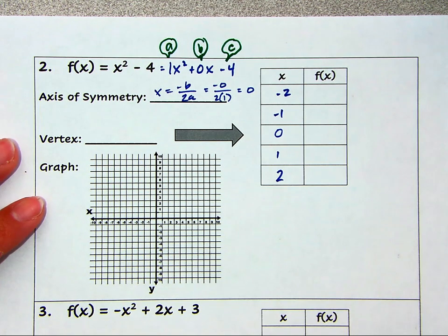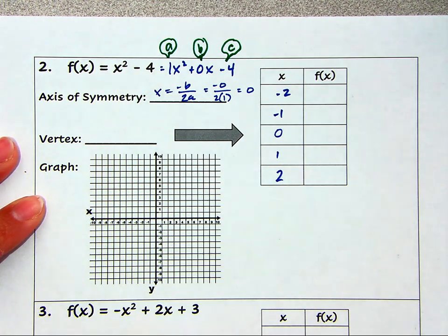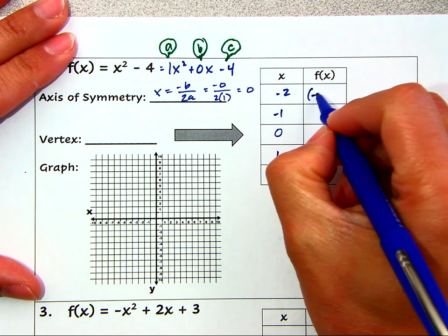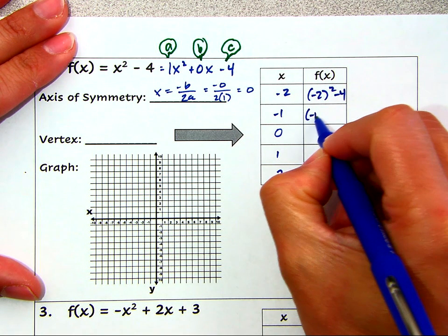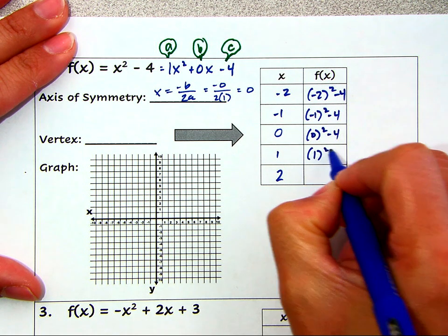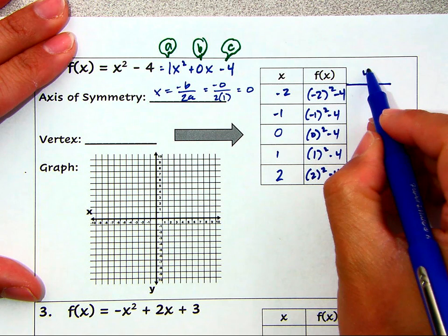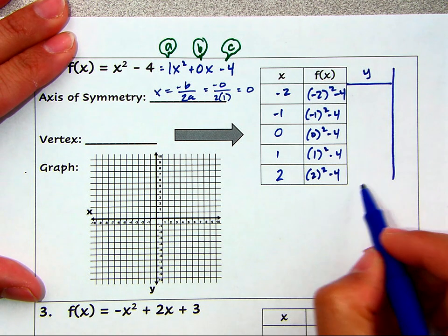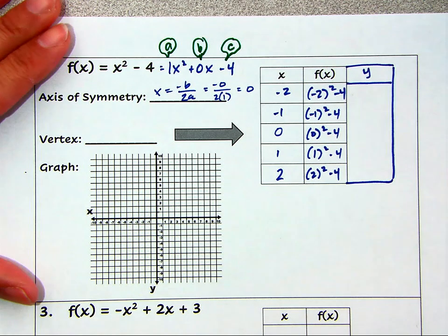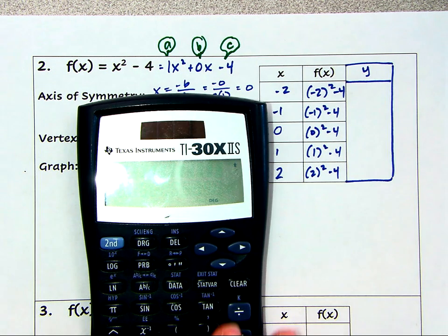Next, we're going to substitute these x values into our function x squared minus 4. So we'll have -2 squared minus 4, -1 squared minus 4, 0 squared minus 4, 1 squared minus 4, and 2 squared minus 4. Then I'm just going to add an extra column where we'll record the final y coordinate. So -2 squared minus 4. We could do it by hand, but I'm just going to choose to use the calculator at this point.